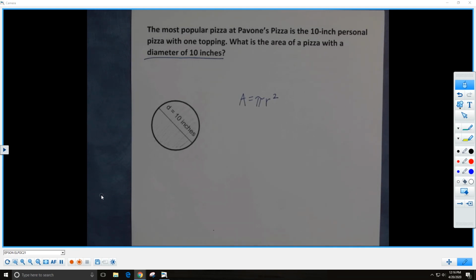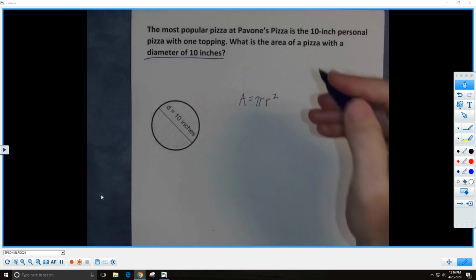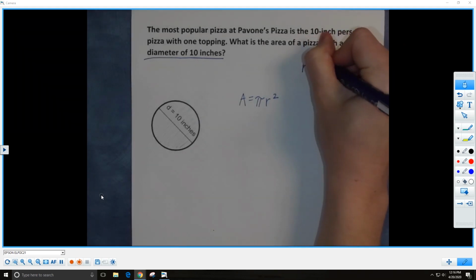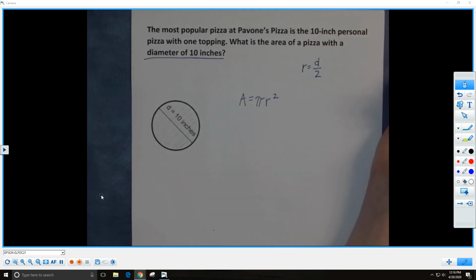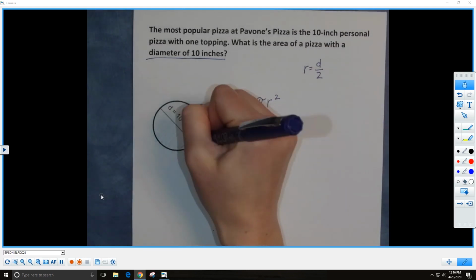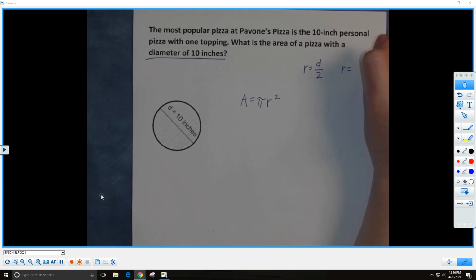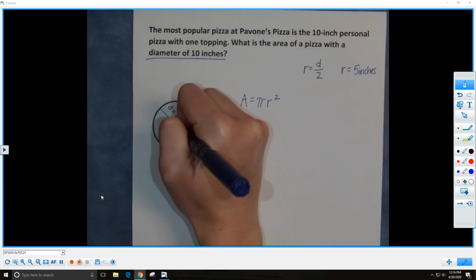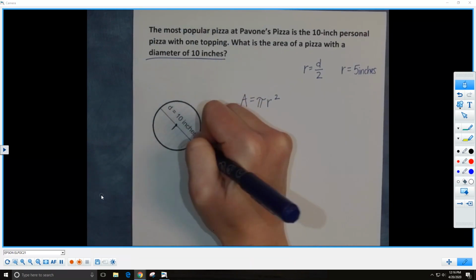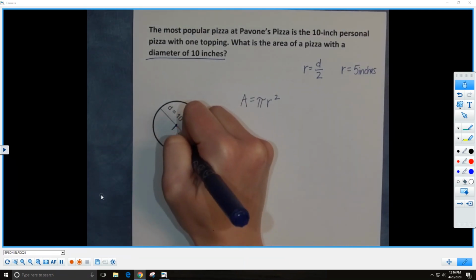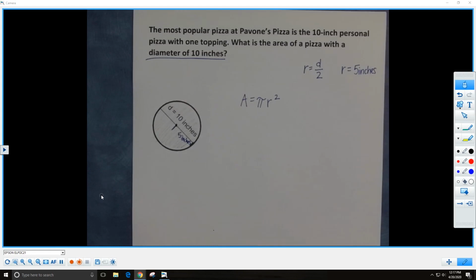Well, remember that the radius is half of the diameter. Radius is the diameter divided by 2, or half of the diameter. So if the diameter is 10 inches, the radius of this pizza is 5 inches. Good work. We've got a radius of 5 inches. So if this is the diameter, then this is the radius, and it's 5 inches. Okay, so now that we know the radius, we can find the area.